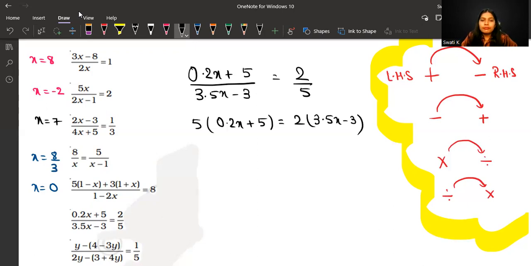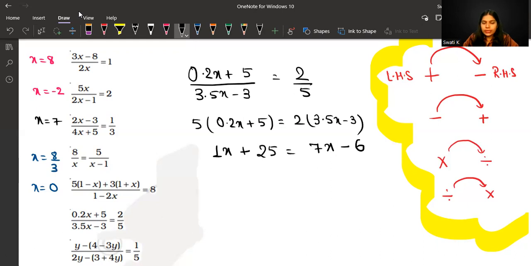Okay. So 5 times 0.2, the answer is going to be 1x. Okay, plus 5 times 5 is 25. Next, 2 times 3.5. So the answer will be 7x. Okay, and then minus 2 times 3 is 6.